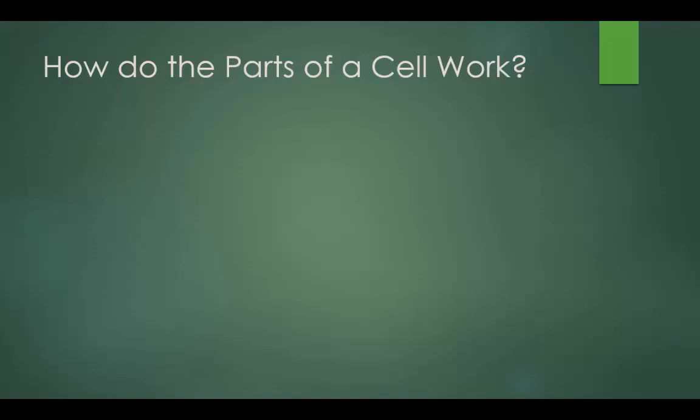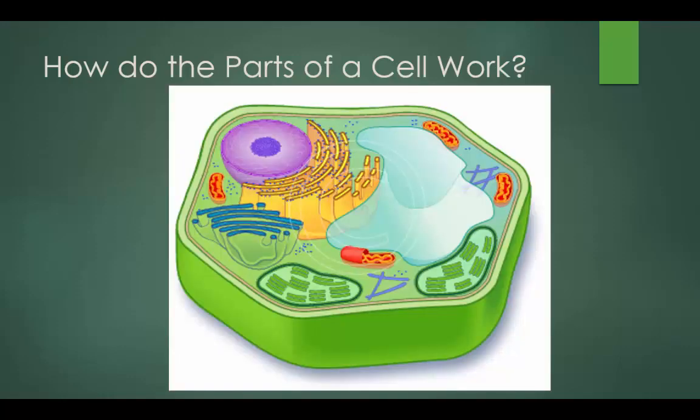In this lesson, we will learn about the structures that the plant and animal cells have in common. We will also learn about some of the differences between plant and animal cells. So this picture shows a plant cell. Plants have a cell wall.